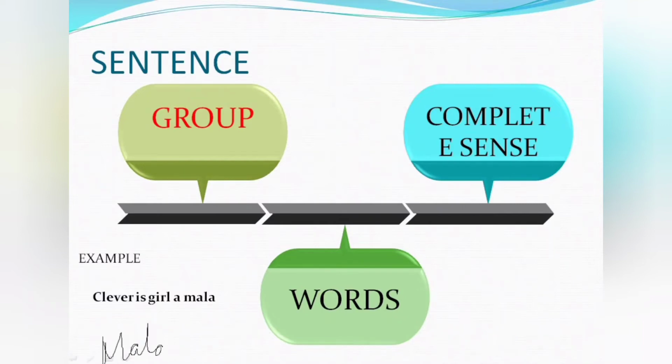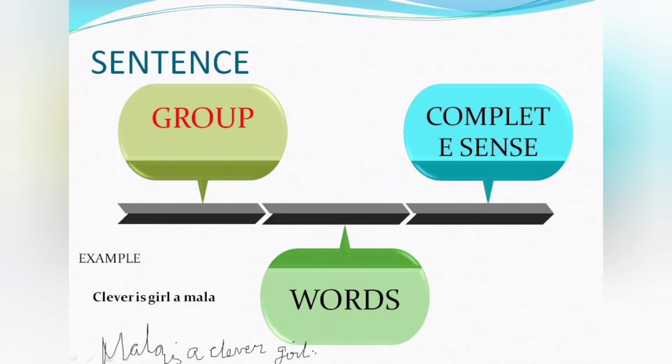Mala is a clever girl. When you start writing a sentence, it starts with a capital letter and ends with a full stop. This way you have to frame your sentence.